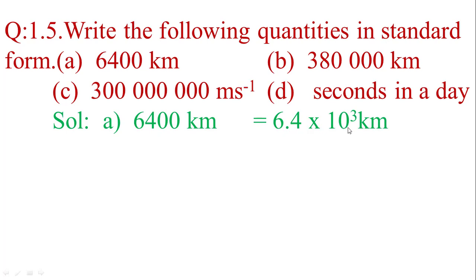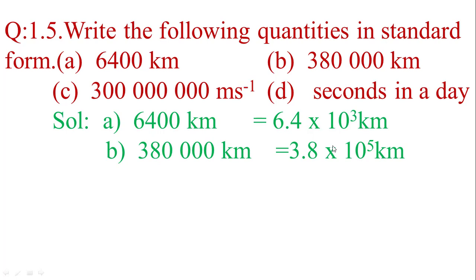Next, in the B part, we can see 380,000 kilometer. We move the decimal place from this point to this point. Here 5 digits: 1, 2, 3, 4 and 5. So we can write 3.8 multiplied by 10 raised to the power 5 kilometer.